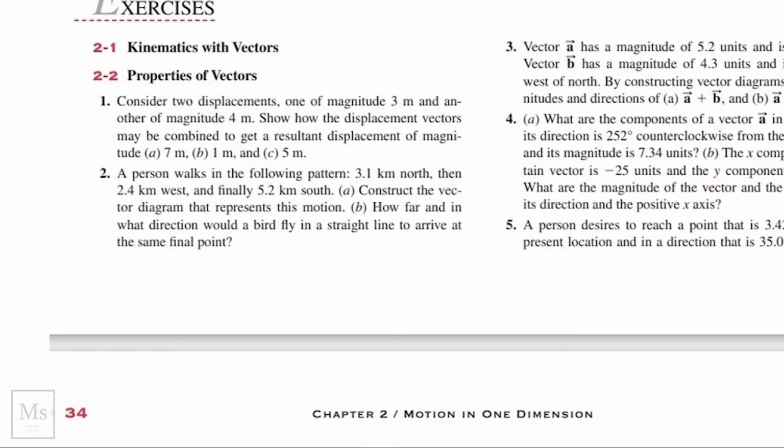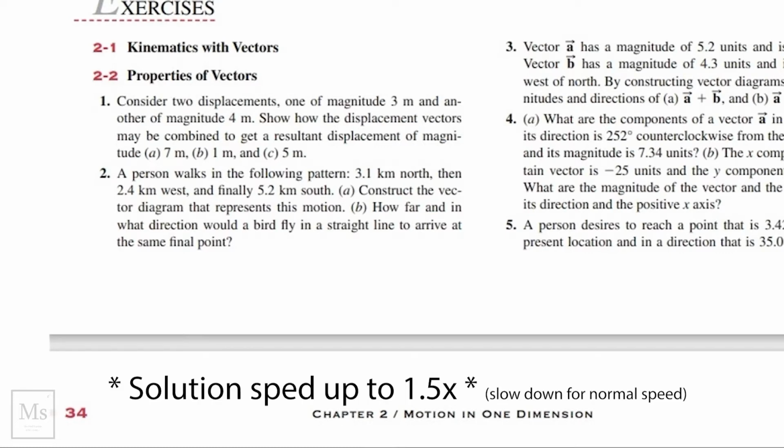Okay. Consider two displacements, one of magnitude 3 and another of magnitude 4. Show how the displacement vectors may be combined to get a resultant displacement of magnitude 7, 1, and 5.